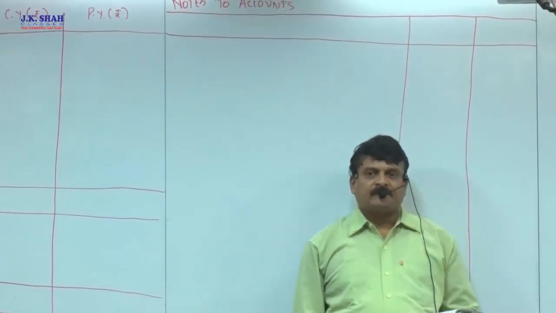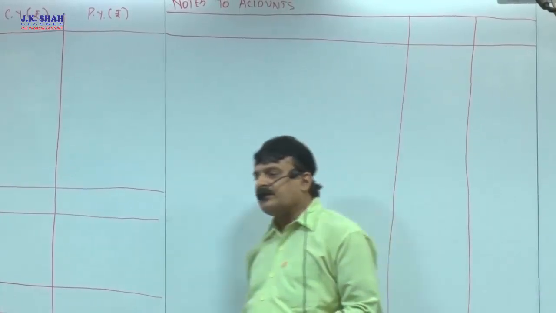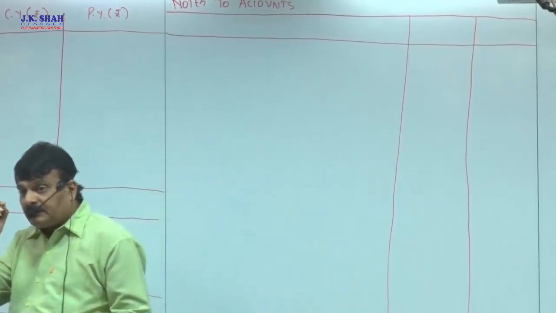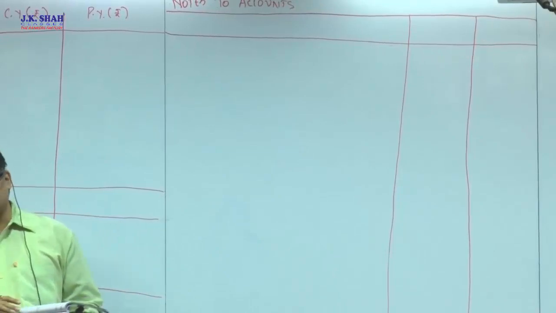Next one. Intangible assets under development. The previous one was capital work in progress, that was for tangible assets.